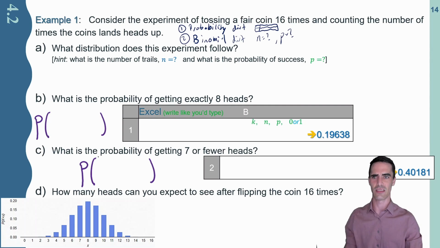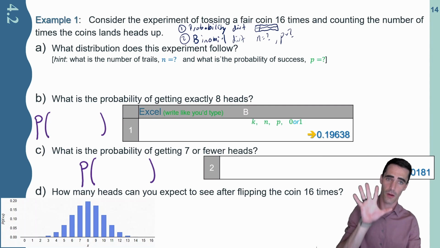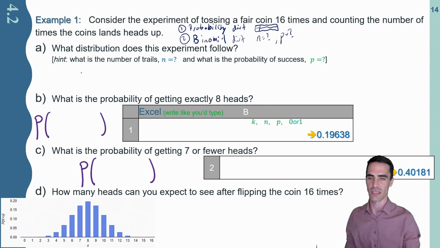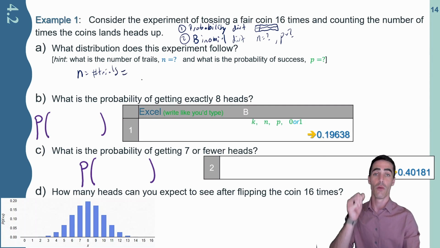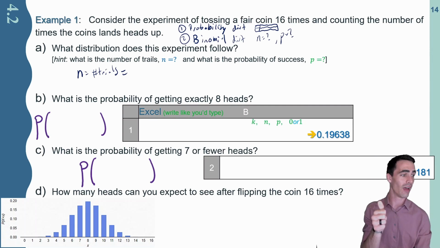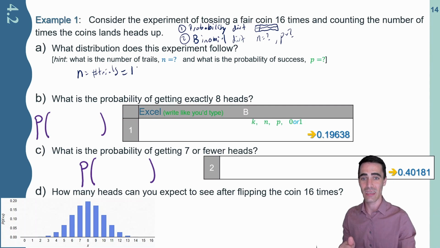This first one kind of leads us along that way. It says, what distribution does this experiment follow? If you don't know, we have these two distributions so far. You can pick them out of a hat. Else, maybe our little hint helps. It says, what is the number of trials, n, and what is our probability of success? So again, I'll write here, n equal to our number of trials, is how often we're repeating something. Well, for our experiment, I'm flipping a coin. It's landing. Okay, I pick the coin again. I flip, it lands. And I do this again. In fact, I'm doing that 16 different times.